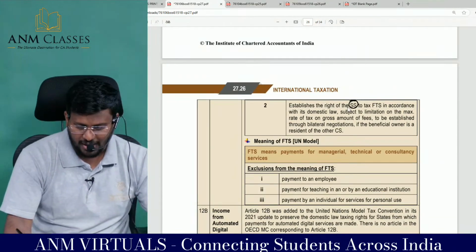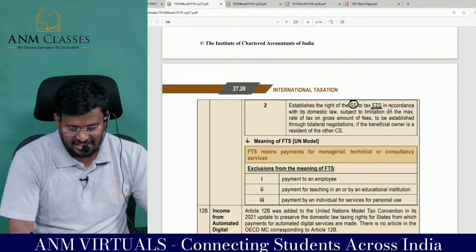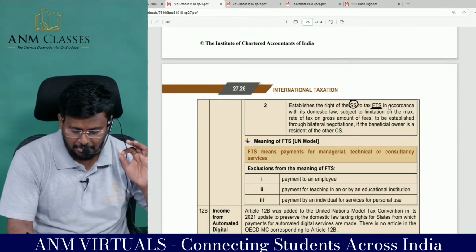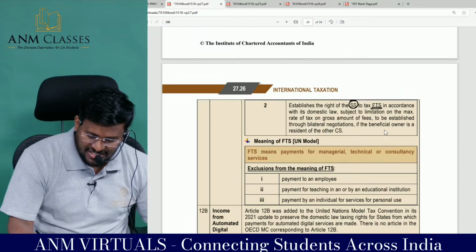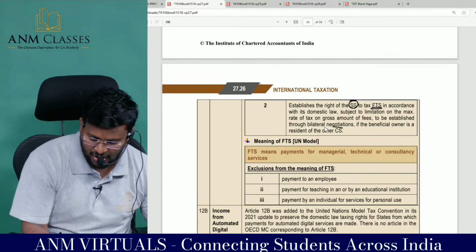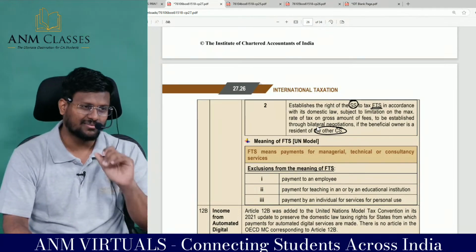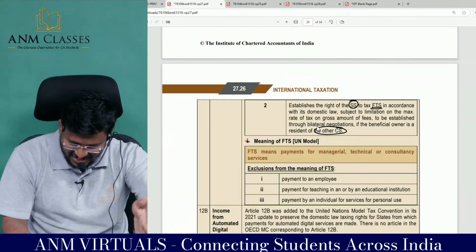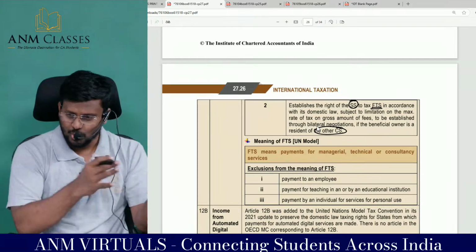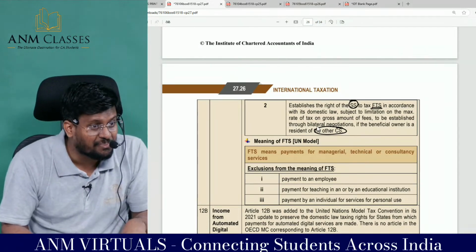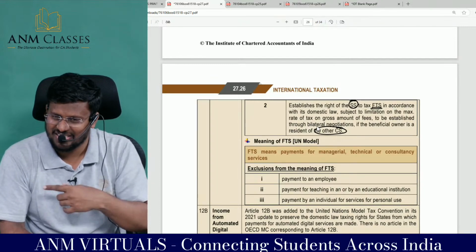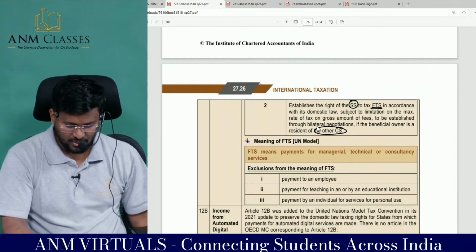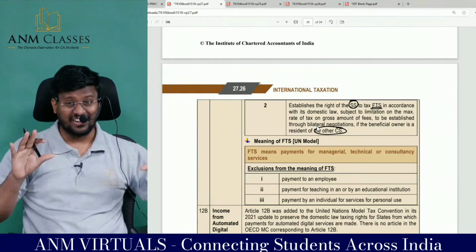It establishes the right of the source state to tax the FTS in accordance with its domestic law, subject to a limitation on the maximum rate of tax on the amount of fee, to be established through bilateral negotiation, if the beneficial owner is a resident of the other state. Initially they said that the resident state can tax the FTS. But in the very next line they said that the source state also can. So during the discussion, they will say that generally FTS is to be taxed in the resident state. But during the finalization of the DTA, India will say that we want the tax on the source state, but we will not tax more than a certain percentage. That is our Nyayam Dharmam.